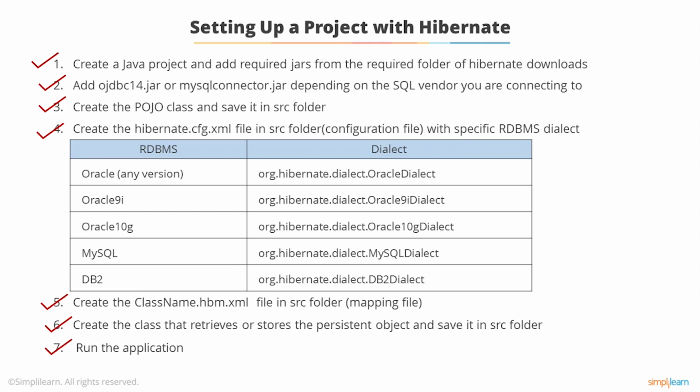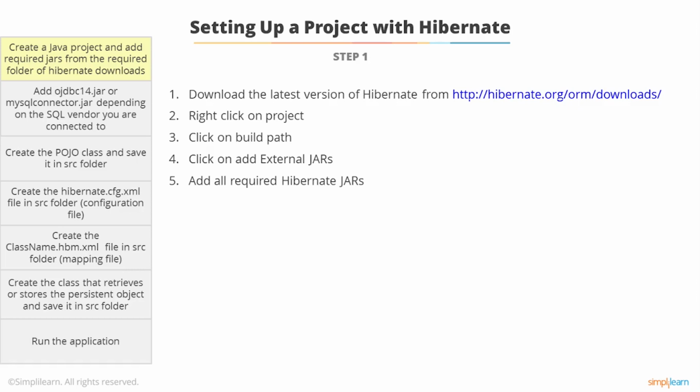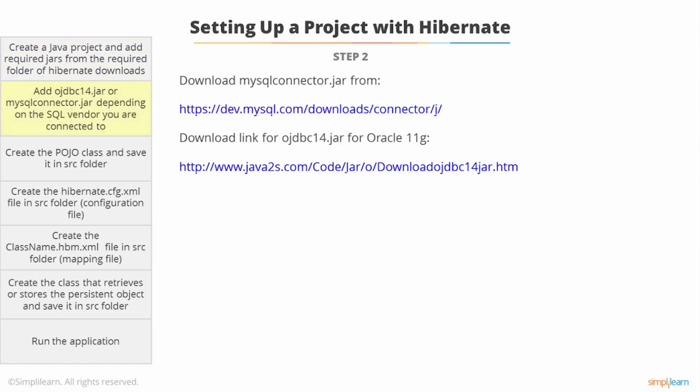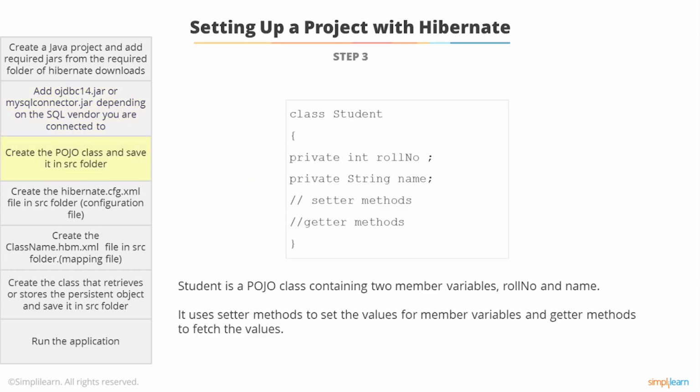So first you download the latest version of Hibernate. You right click on the project, click on build path, click on add external jars, and you add all the required Hibernate jars that you downloaded. Then you download the MySQL connector, assuming you're connecting to a MySQL database, or equivalently the driver for the Oracle database. You then create the POJO class that needs to be persisted into the database in terms of its object.